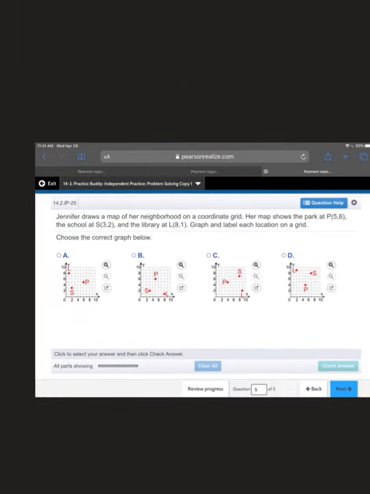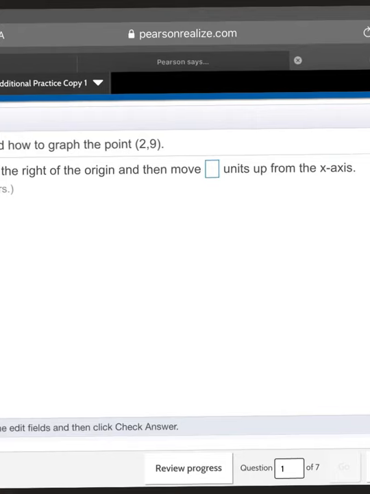It's the same thing you do for this one. Same deal. This one says her map shows P and S and L. Which one is the correct one? Same strategy. Start with P, and when P works, then go to S. If S works, then go to L.